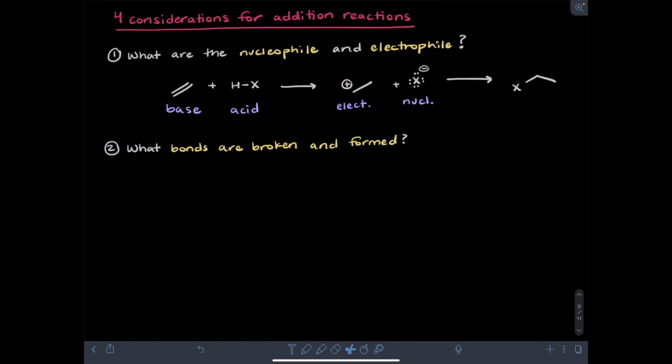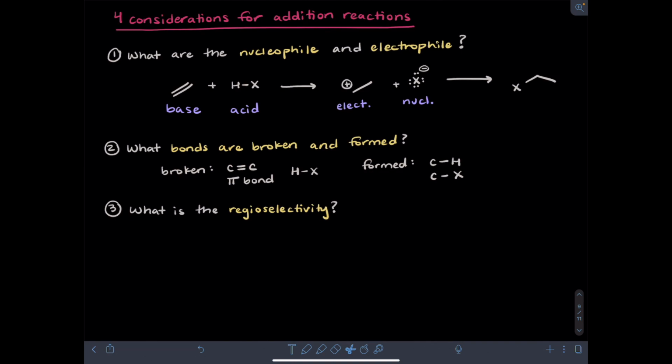The next consideration I like to make is to determine what bonds are being broken and formed in this reaction. Hydrohalogenation breaks a carbon-carbon pi bond and an HX bond, and it forms a new carbon-hydrogen and a new carbon-halogen bond.